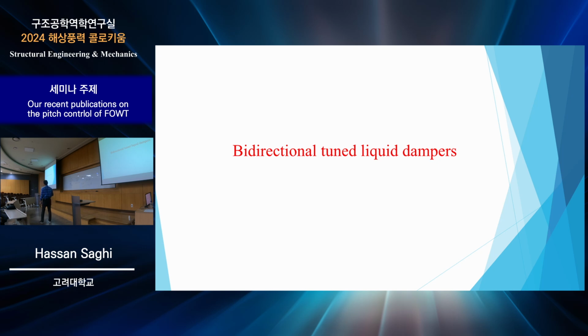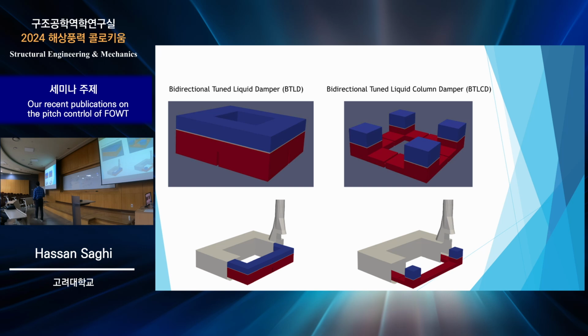In these figures, on the top left and right, you can see a schematic sketch of a BTLD and a BTLCD. The red color is water and the blue one is air. On the bottom left and right, you can see the integration of a barge type offshore wind turbine with a BTLD on the left and a BTLCD on the right.